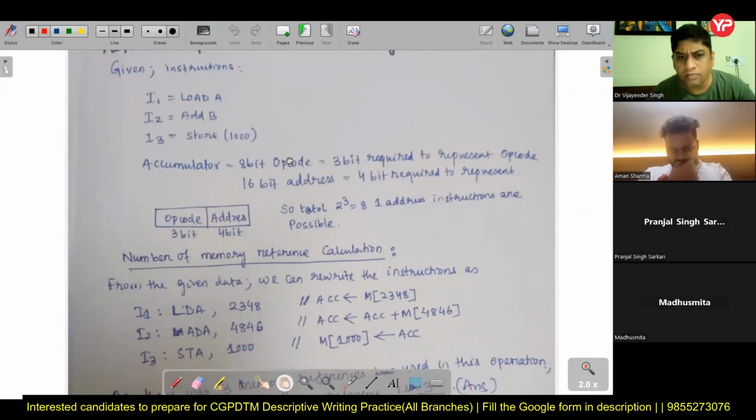One address instructions are possible. See, I tell you something: when you can complete a sentence in one place, that looks better. Like one address instructions are possible, on the same line.